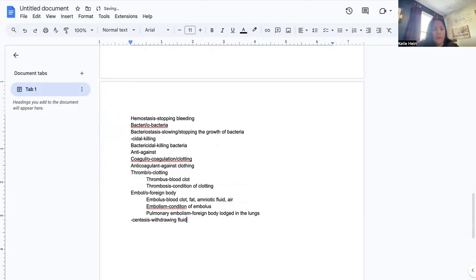Withdrawing fluid. Oh, here's a good one, arthro, joint. Okay, arthro, joint. So an arthrocentesis then would be withdrawing fluid from a joint. Okay. Another surgical one, plasty, surgical repair. Okay. So if we do an arthroplasty, surgical repair of a joint, could be a joint replacement, right?